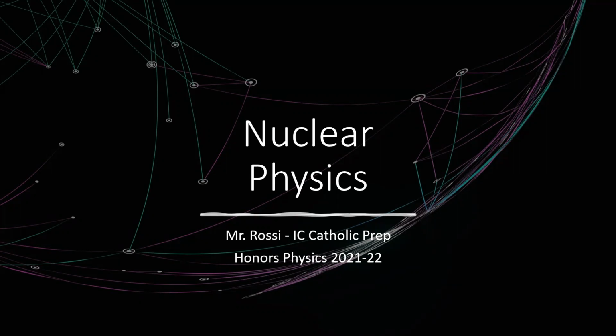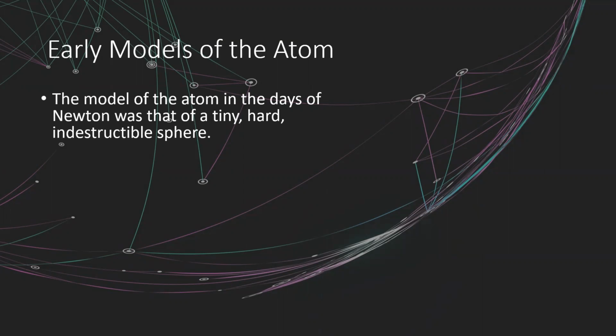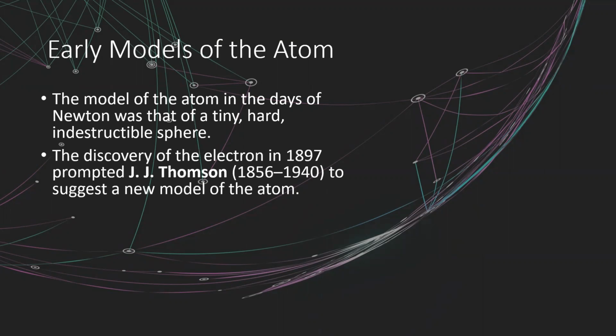And let's go ahead and start reviewing a little bit about isotopes because we learned about atoms in chemistry last year. So we'll start with some early models of the atom. Now, the model of the atom in the days of Isaac Newton, which a lot of our physics revolves around, was a tiny, hard, indestructible sphere. He would have called it a corpuscle.